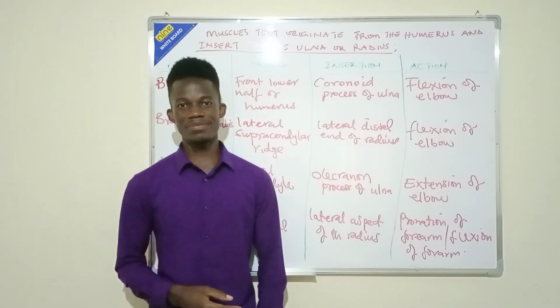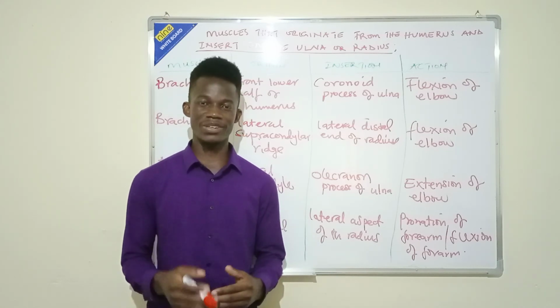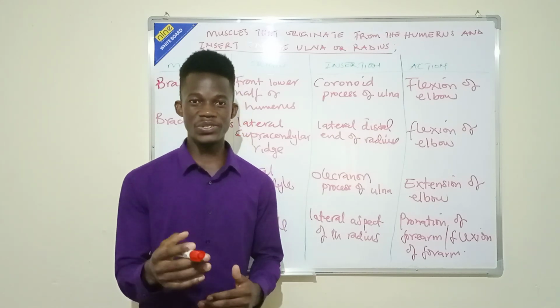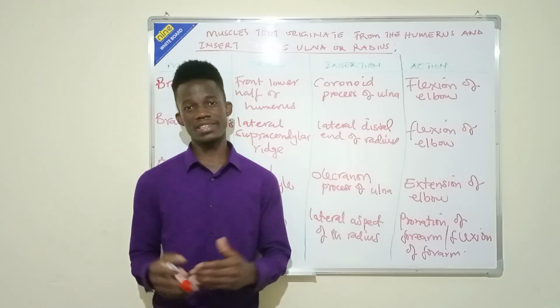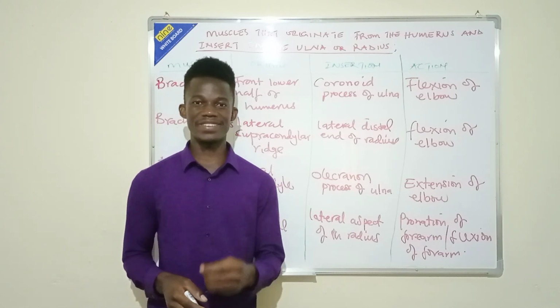Wait in the next episode. In the next episode, we will speak about muscles that originate from the bones of the forearm, the distal end of the humerus, and then they make their insertion onto the metacarpals, the carpal bones, the phalanges, and so on.